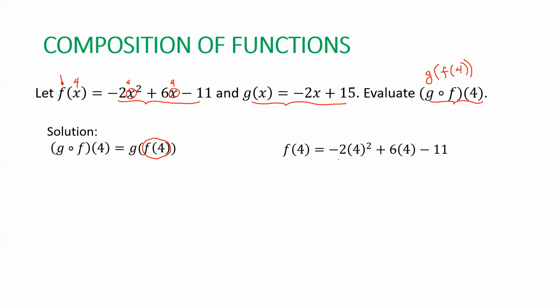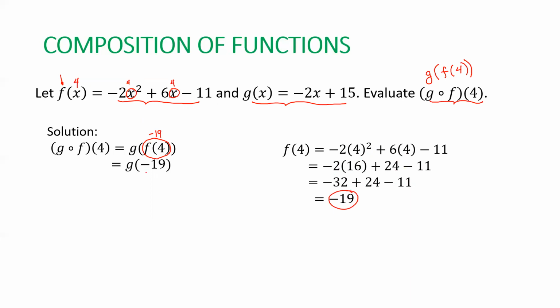Okay, so the computation is here, and it's equal to negative 2 times 4 squared, which is 16, and then 6 times 4 is 24 minus 11, and then we get negative 32 plus 24 minus 11, which is equal to negative 19. So this negative 19 will replace this f of 4. So thus, we have g of negative 19. And then this negative 19 shall be used to replace the x in the function g. So we have negative 2 times negative 19 plus 15, which is positive 38 plus 15, which is equal to 53.